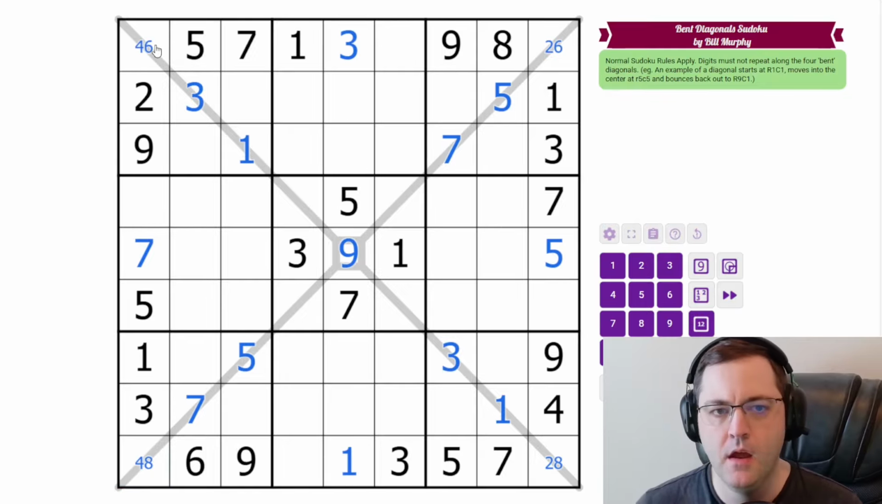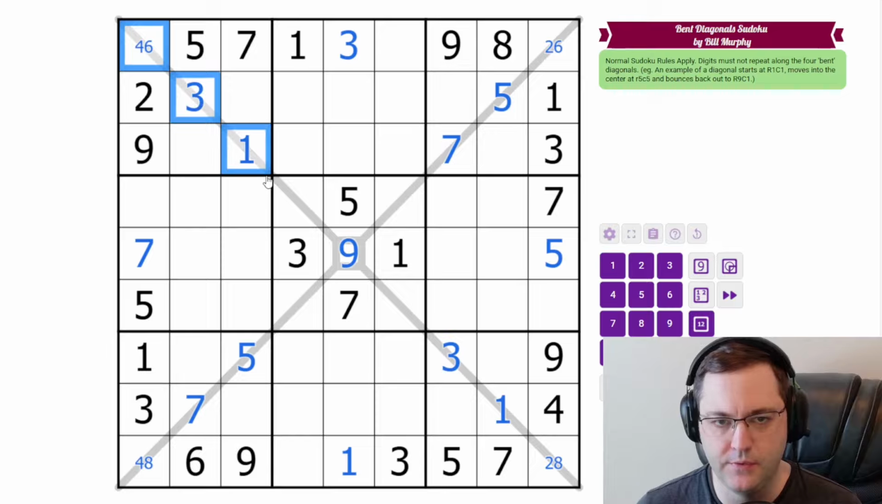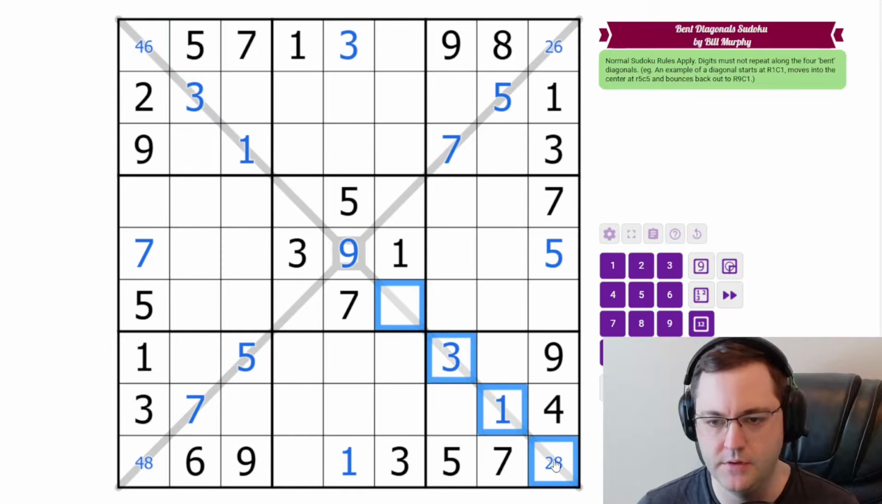Now, I said that these 4 cells have to be the same digits as these 4 cells. Well, there's a 4 or a 6 in this cell, and none of these are 4 or 6. So this must be where that digit goes. It must go right there.